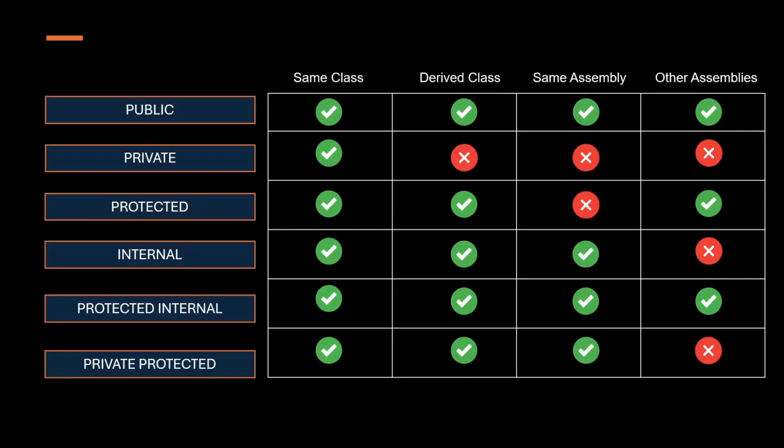So let's look at different access modifiers. We have public, private, protected, internal, protected internal, and private protected.